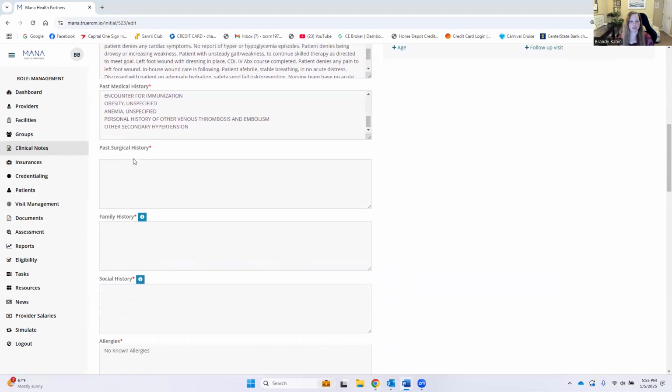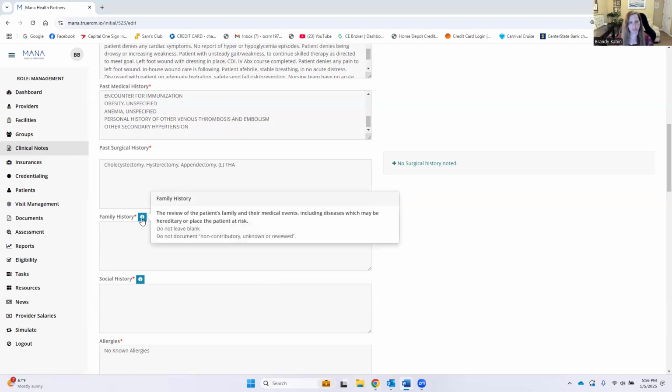Coming down to the past surgical, family, and social history, those are things that you're going to have to either ask the patient or look in the history from the hospital. There is one snippet that is available. It says no surgical history noted, or you're going to hand type whatever history you come up with from either the HPI from the hospital or from the patient.